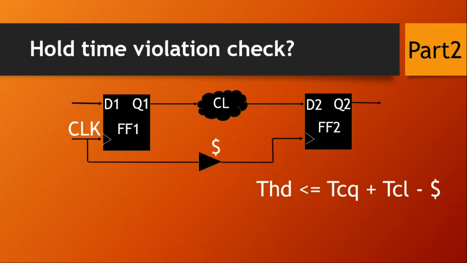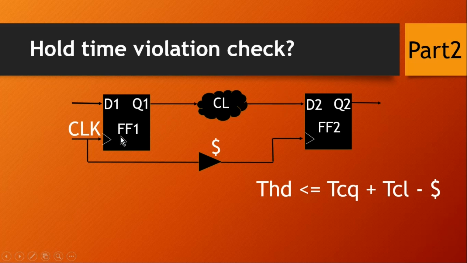Friends, now let us consider the other case when there is a positive skew available in the clock path. Now both the flip-flops are not going to receive the clock edge at the same time. Flip-flop 2 will receive the active edge of the clock after some delay, that is skew. Now let us assume the case whenever there is an active edge of the clock on flip-flop 1 and flip-flop 1 starts transmitting its input to its output and there is a TCL amount of delay, then this value reaches the input of flip-flop 2.